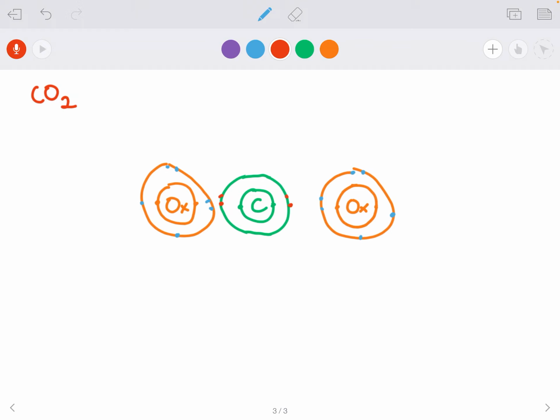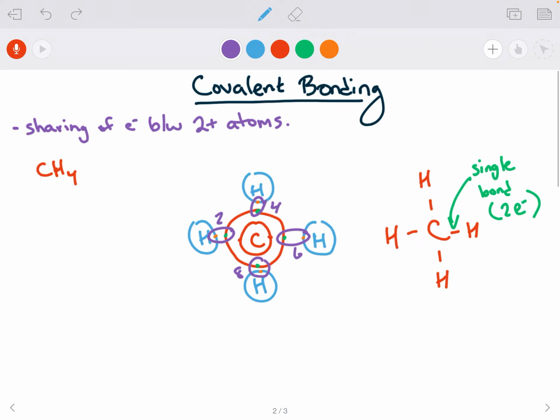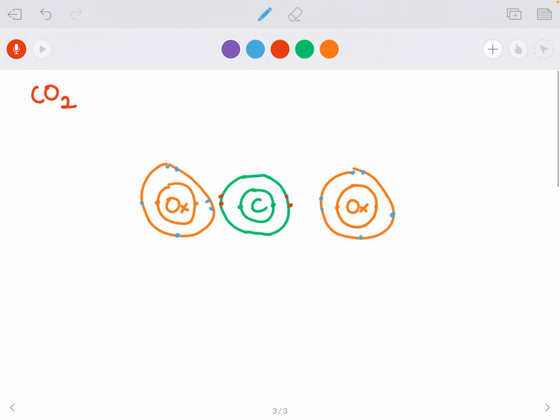So carbon needs to get 4 more electrons from the 2 oxygens total to be able to get 8 in the outer shell. So how they'll do that is oxygen, rather than sharing 1 electron, like hydrogen did back here, shared 1 electron with carbon, oxygen will share 2 electrons with carbon. And this oxygen will share 2 electrons with carbon.